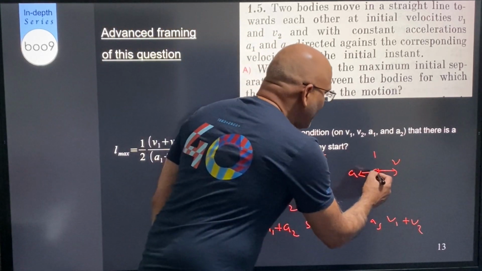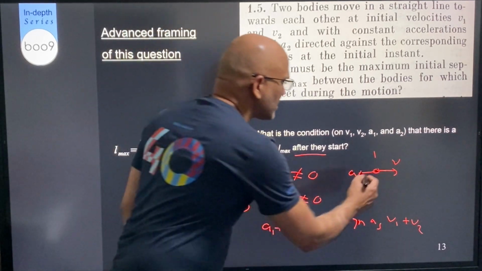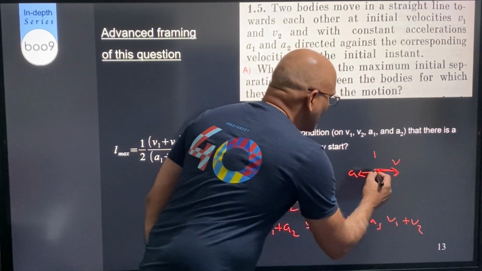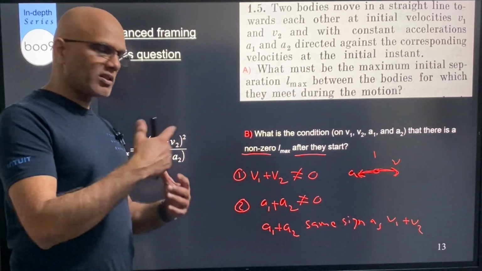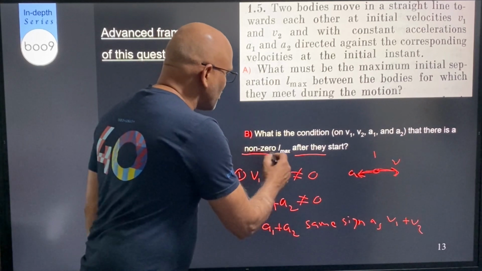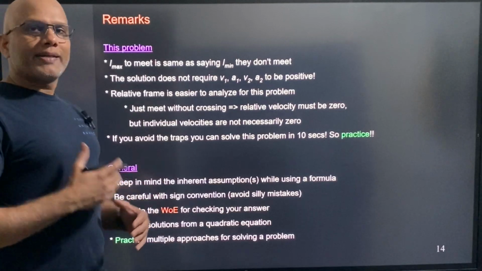So what does it mean by A1 plus A2 having the same sign as V1 plus V2? That means in reality they are in the opposite direction, right? That's how our sign convention is. If V is positive this way, I'm assuming A is positive this way, and they have to be directed in the opposite direction to be able to find a non-zero Lmax after they start. All right, there are some final remarks on this problem.